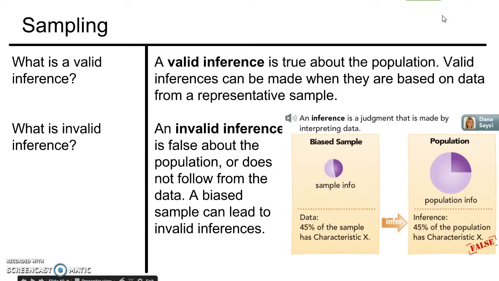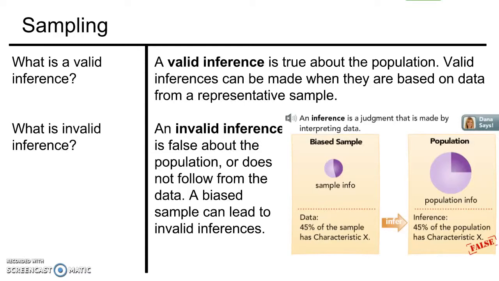Okay, 2 more definitions. Hit pause, copy this down, and then hit play when you're ready to move on. What is a valid inference and what is an invalid inference? A valid inference is true. We know valid means true. It's true about the population. Valid inferences can be made when they are based on data from a representative sample. So we have to be taking a representative sample, not a biased sample, to do a valid inference.